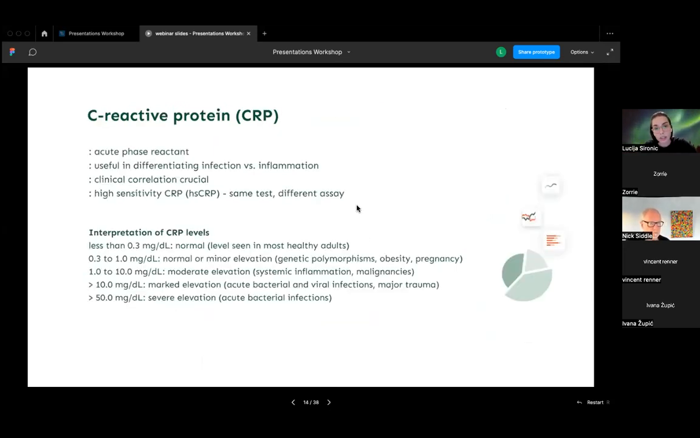So first one in line is high sensitivity CRP. So you've all probably heard of CRP. It is C-reactive protein, normally mentioned in the context of acute infections. But it can also be used to assess how much systemic inflammation there is.